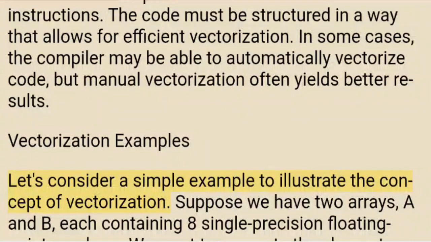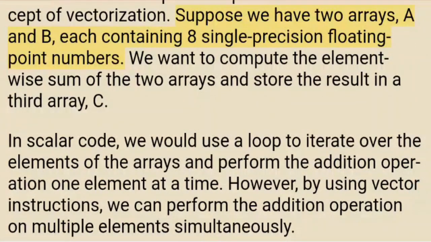Let's consider a simple example to illustrate the concept of vectorization. Suppose we have two arrays, A and B, each containing 8 single precision floating point numbers. We want to compute the element-wise sum of the two arrays and store the result in a third array, C. In scalar code, we would use a loop to iterate over the elements of the arrays and perform the addition operation one element at a time. However, by using vector instructions, we can perform the addition operation on multiple elements simultaneously.